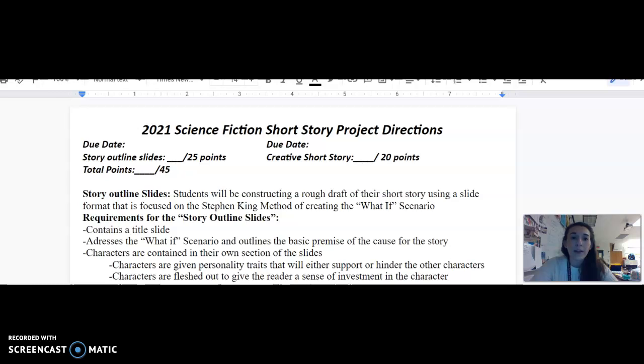As far as the points for this project, the outline slides are going to be worth 25 points, and then the creative short story final draft is going to be worth 20 points, which makes a total of 45 points.